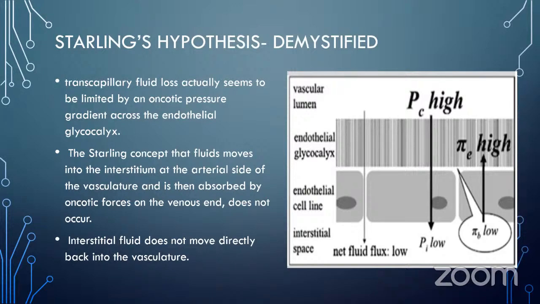If you see the Starling concept, the fluid moves into the interstitium on the arterial side and is then absorbed by the oncotic forces at the venous end, which doesn't usually occur as per the hypothesis suggested by the endothelial glycocalyx. And this interstitial fluid doesn't directly move back into the vasculature. So a net pressure is maintained by the endothelial glycocalyx, where there are tight endothelial cell junctions, and the hypothesis of Starling may not actually hold true in the present setting.